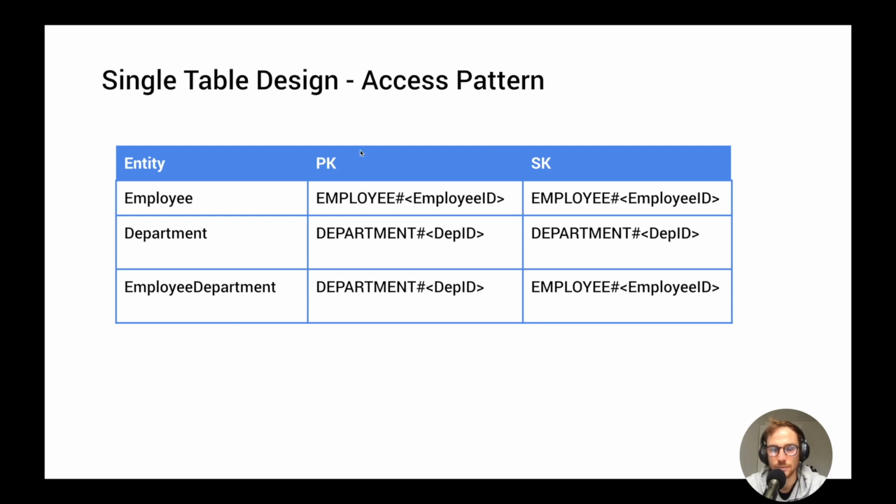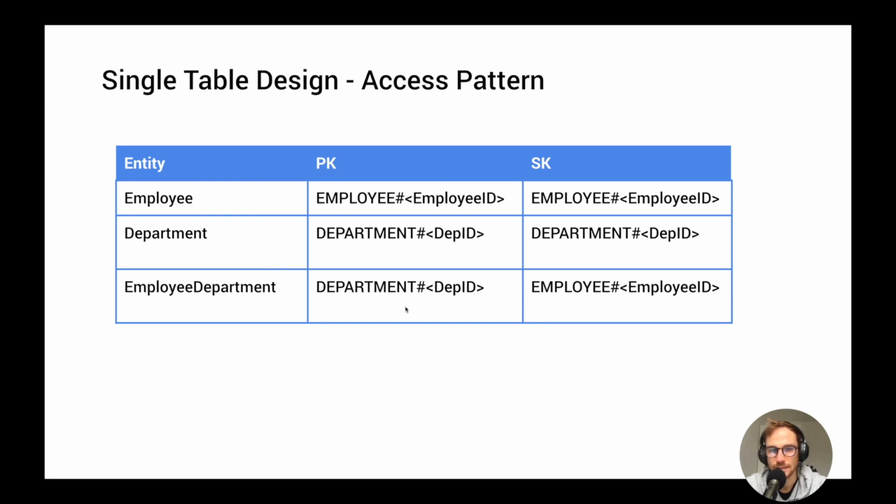So if we have to get the employee by ID, you can do a get item query with primary key and sort key equal to employee hashtag the ID that we receive from the front end, for example. Same thing for the department. It's a very easy query to do with Dynamo.